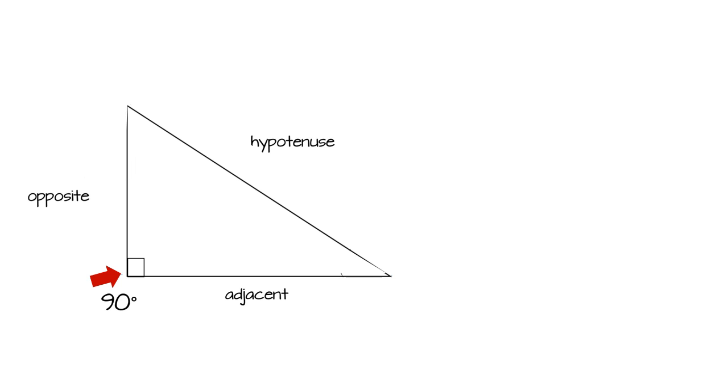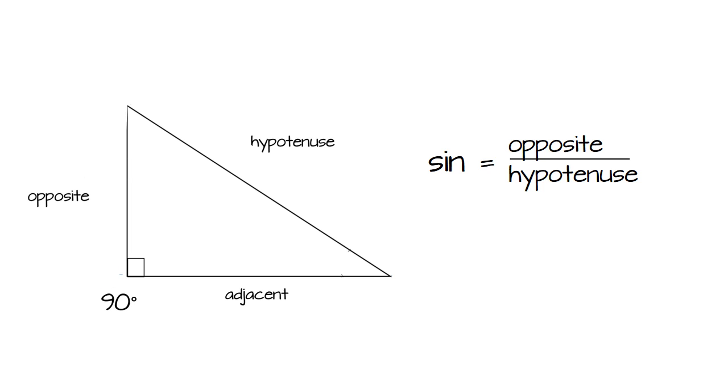In a right triangle, we label the sides as adjacent, opposite, or hypotenuse. The long side is the hypotenuse. Okay, the side that's across from the angle that we're talking about is called the opposite side, and the side that's next to it is the adjacent. The sine of a particular angle in a right triangle is the measurement of the opposite side over the hypotenuse side.